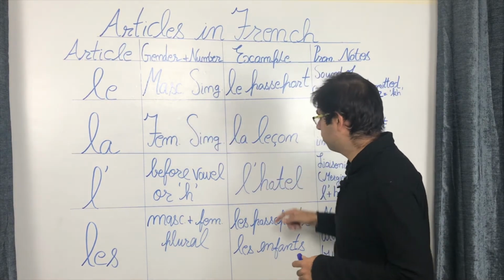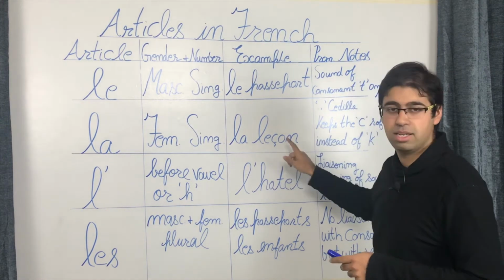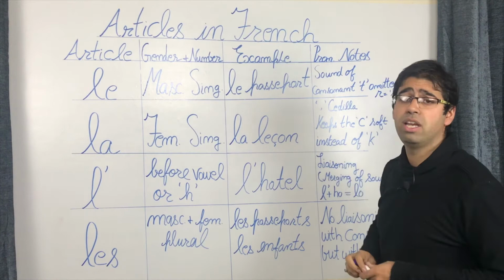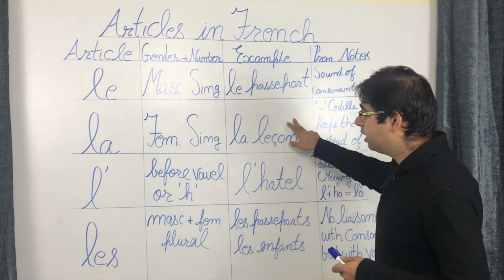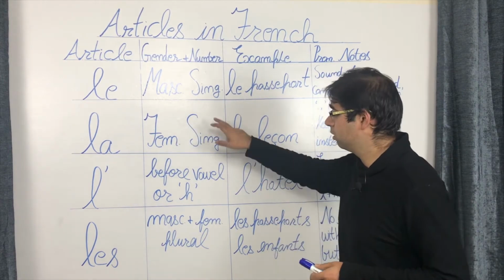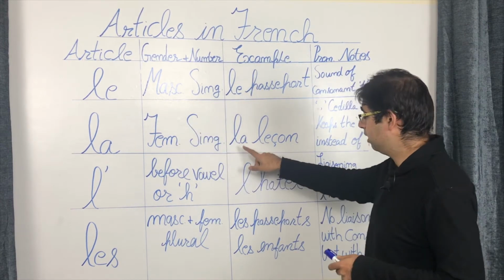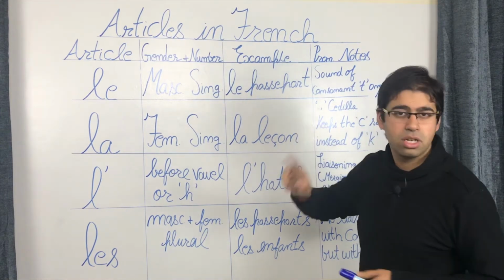So let's take an example. You've got la leçon. Once again, that is la leçon. Now, la leçon in English translates to the lesson. Leçon in French is feminine, and since we're talking about one lesson over here, it's singular as well, which is why we use la as the article over here. You've got la leçon.